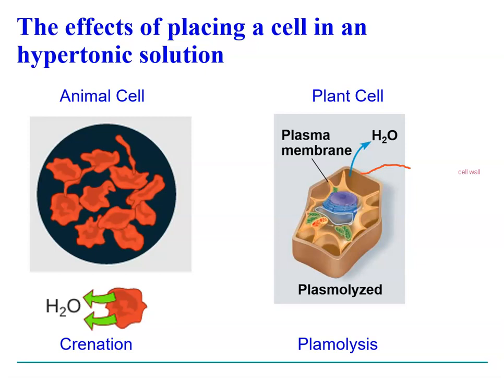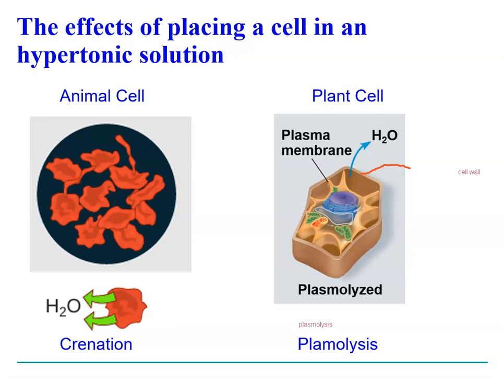This term for this phenomenon in a plant cell is called plasmolysis. So we have crenation in an animal cell, plasmolysis in a plant cell. That should say plasmolysis. Plasmolysis, you could think of it like that: the plasma membrane is lysing or breaking, splitting, ripping off of the cell wall. I can't erase the typo there, but make sure you know there should be an S, plasmolysis.